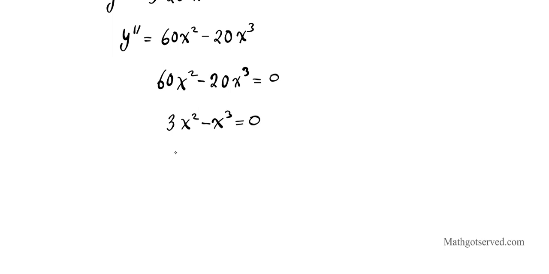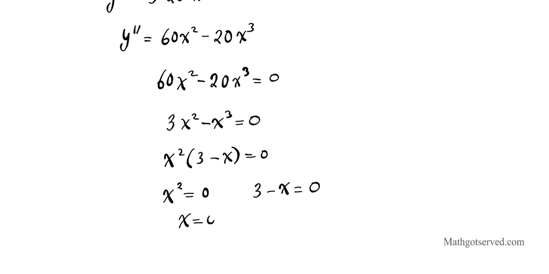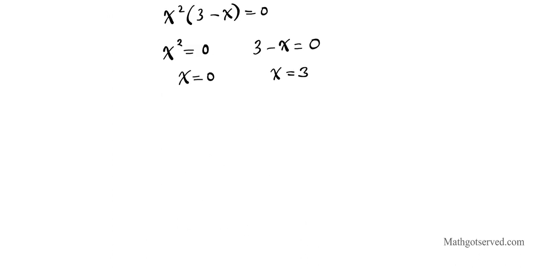Let's factor this. Factoring out x squared: x squared times 3 minus x equals 0. So the boundary points, using the zero product property, are when x squared equals 0 and 3 minus x equals 0. If you solve this, you have x equals 0, and for this, x equals 3. So these are points of inflection? Absolutely not. These are the boundary points that we're going to use to test to see if a sign change happens at these 2 points. They're just candidates, right? But we don't know yet.